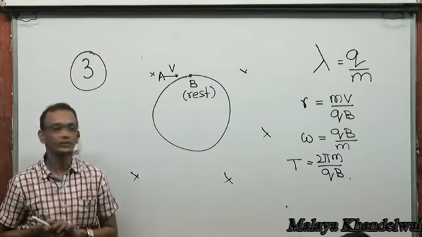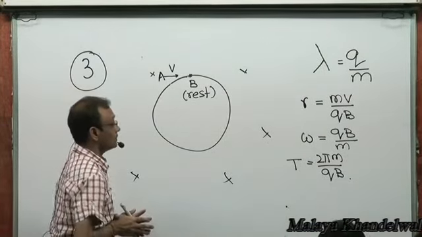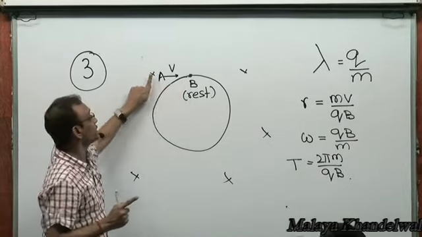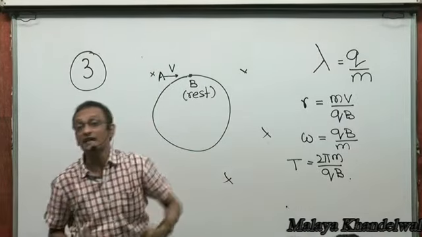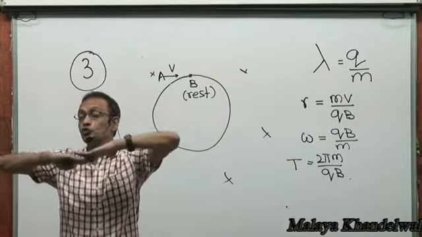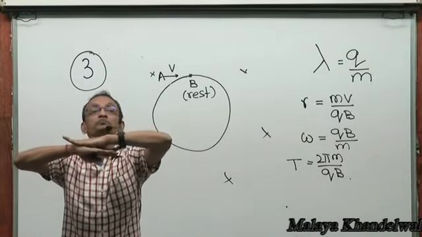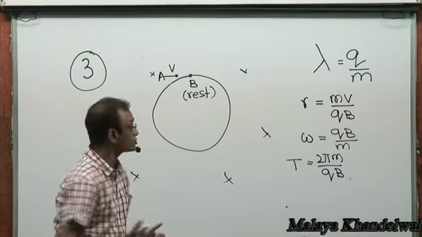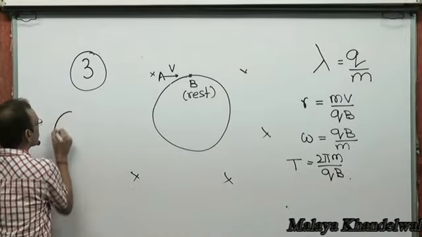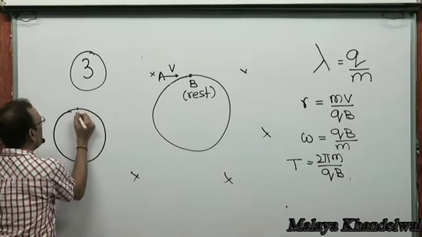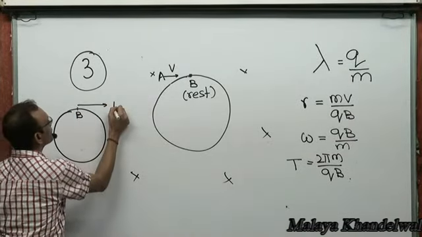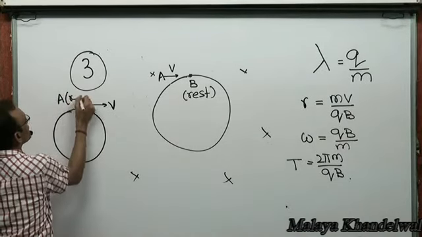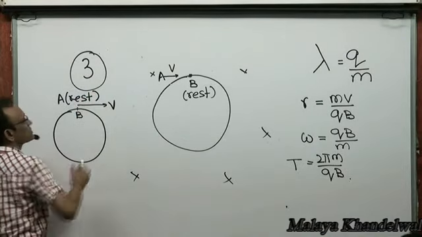Yes or no? Now, B is sitting at rest and A undergoes a perfectly elastic collision with B. If two particles undergo a head-on perfectly elastic collision, what happens? Their velocities get exchanged. That means after the collision, B picks up the velocity of A, and A comes to rest. This is what happens.